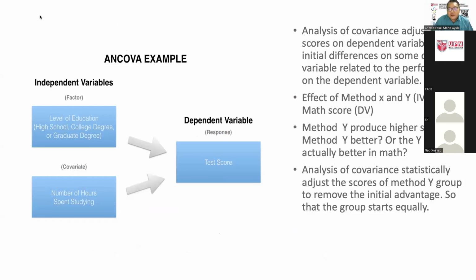Okay. And then by using the covariate, you can do the analysis of covariance. These are the statistical types. So you can use ANCOVA. For example, the level of education could be your covariate, and also the number of hours spent studying. So at the early stage, you need to identify the possible extraneous variables. Once you have identified them, you can use these extraneous variables as your covariates.